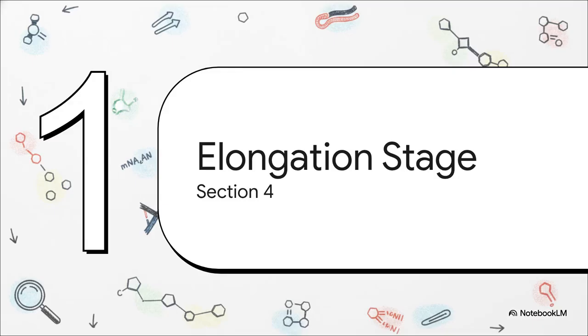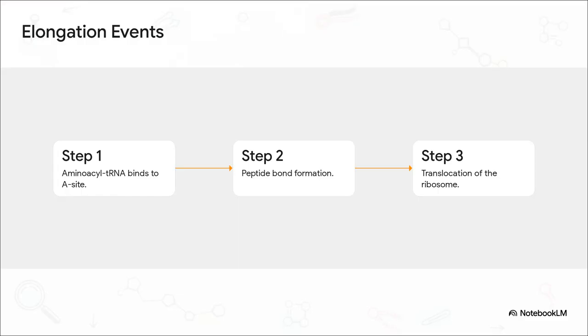Let's move to Section 4, Elongation, growing the chain. So the A site is open, which means it is time to build. Elongation is the fastest, most repetitive part of the assembly line, just a continuous cycle of 3 main events. Step 1, a new incoming aminoacyl tRNA binds to that empty A site, dictated perfectly by the codon that's currently exposed.